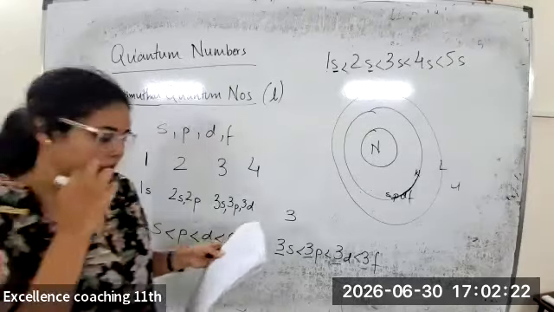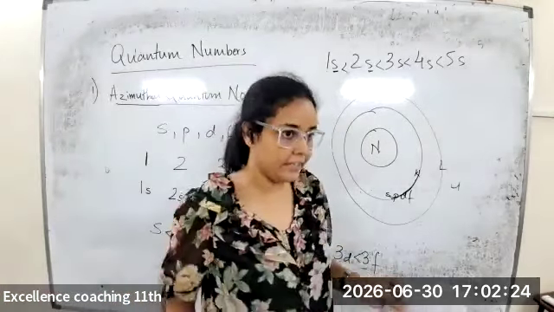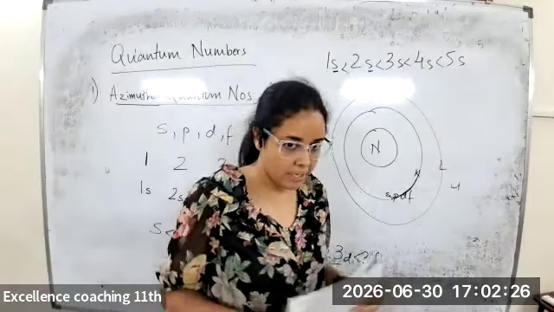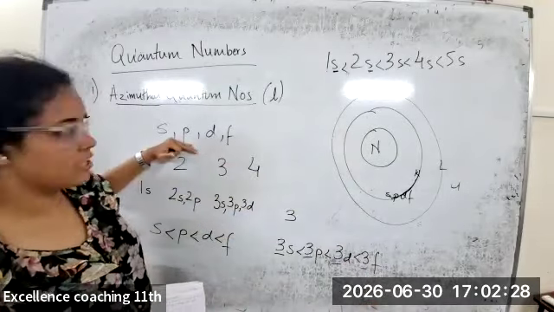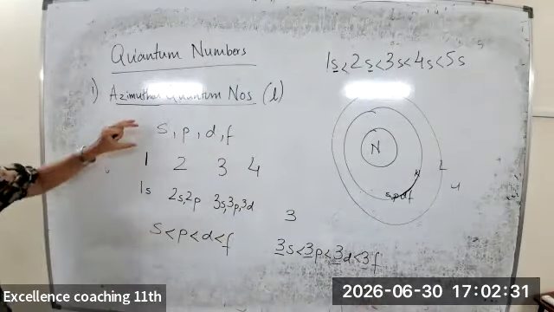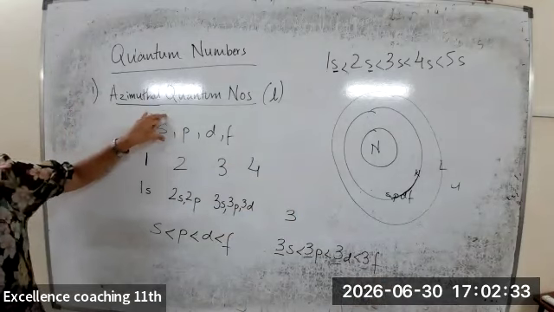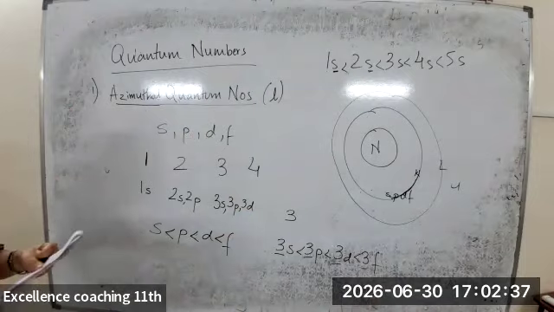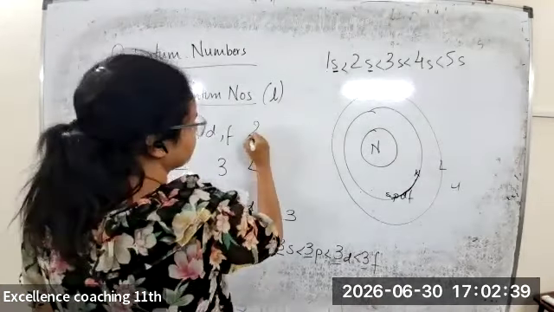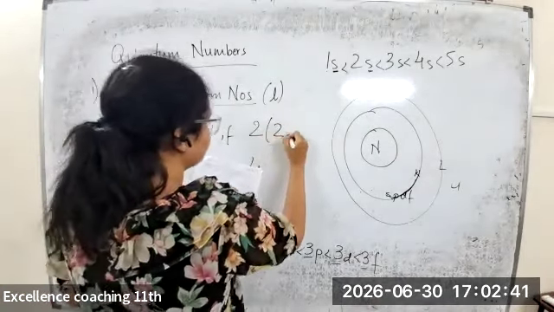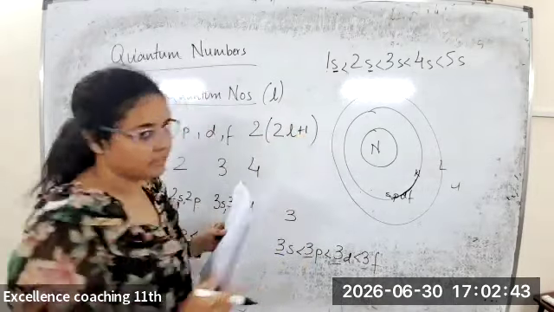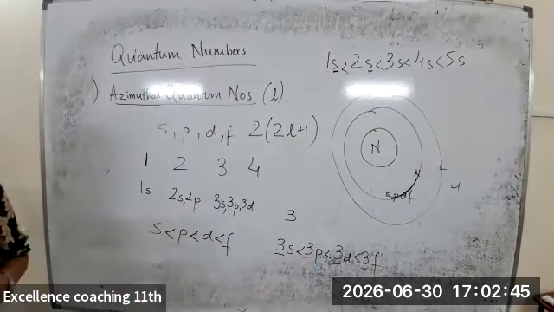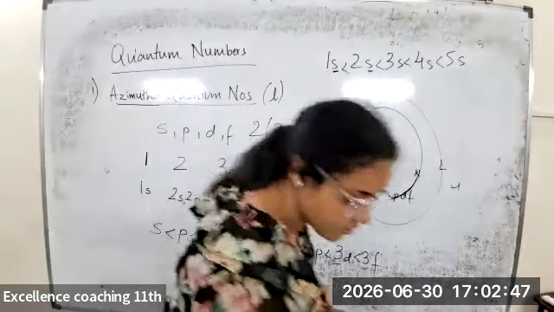And there is another formula. Suppose you want to find the number of electrons present in these particular subshells, how many electrons are present in S, how many in P, and the same way D, F. There is a formula to calculate it, that is 2L plus 1.